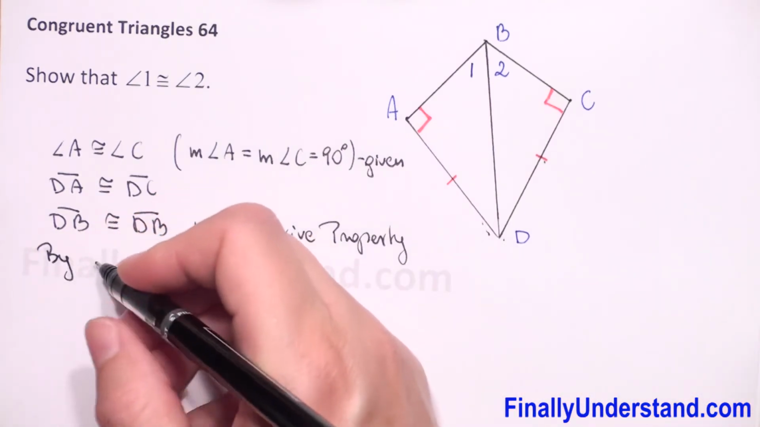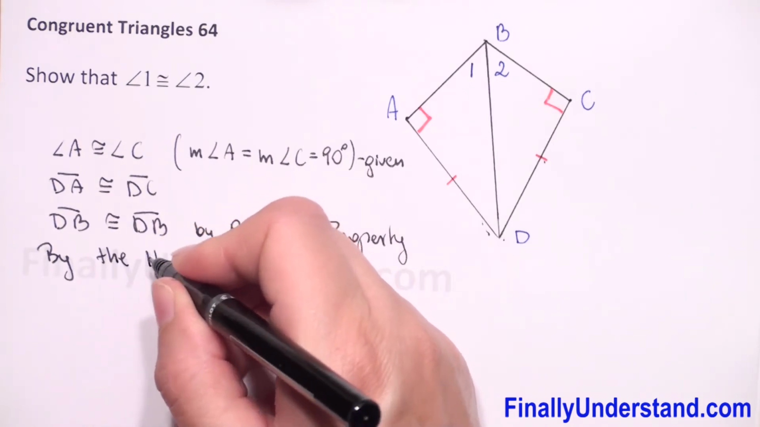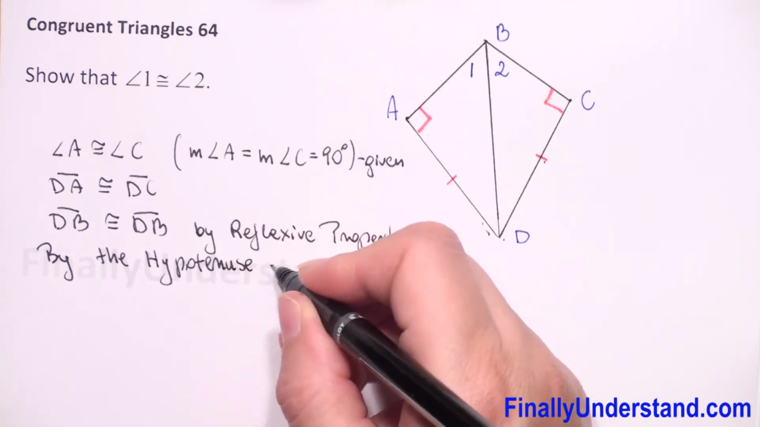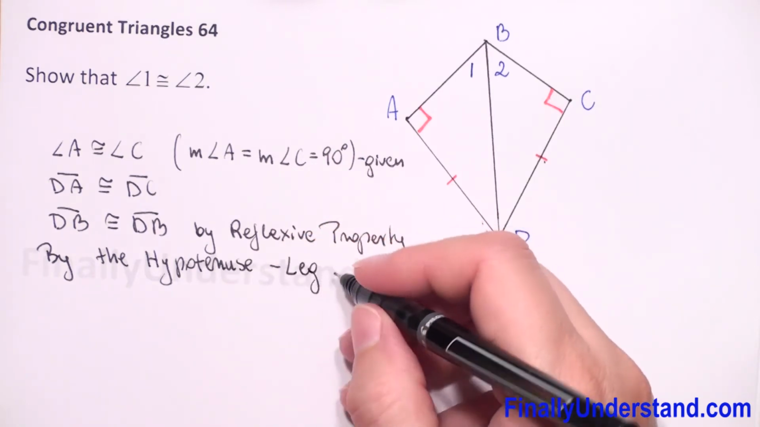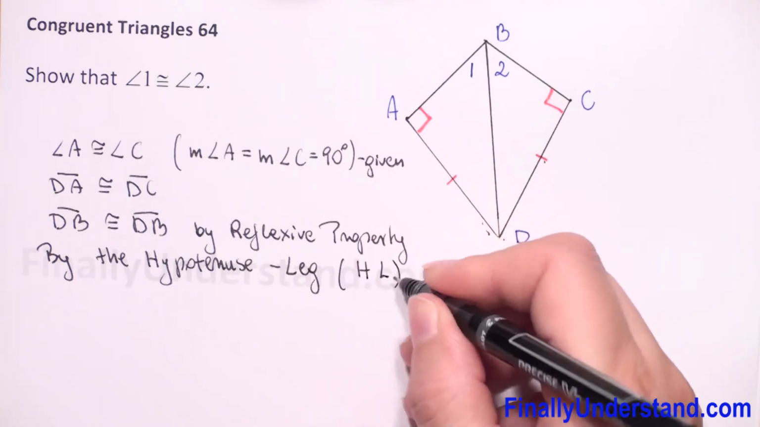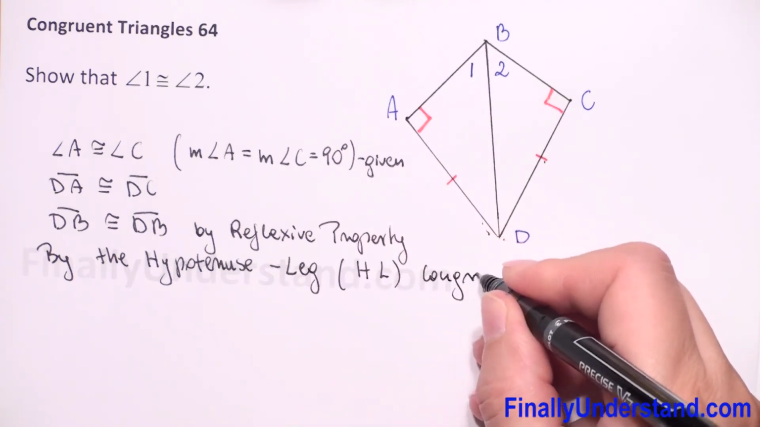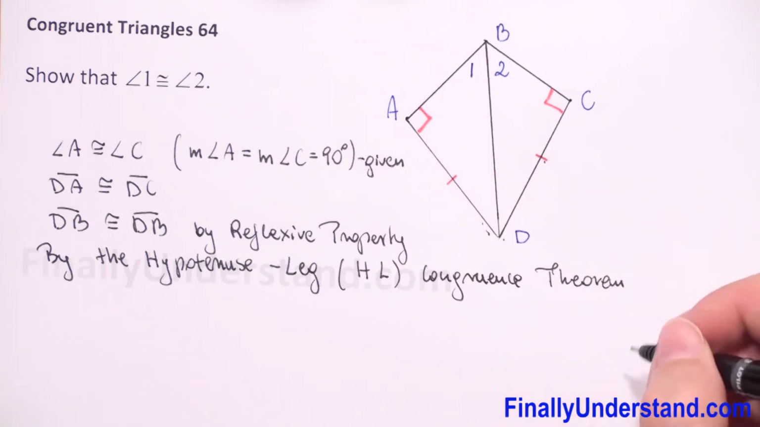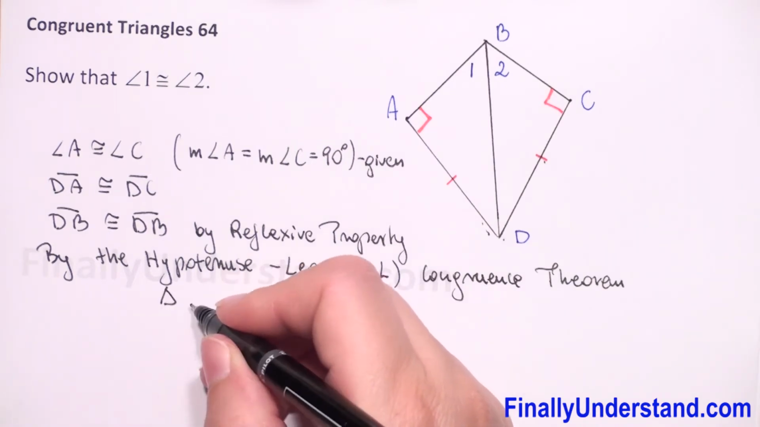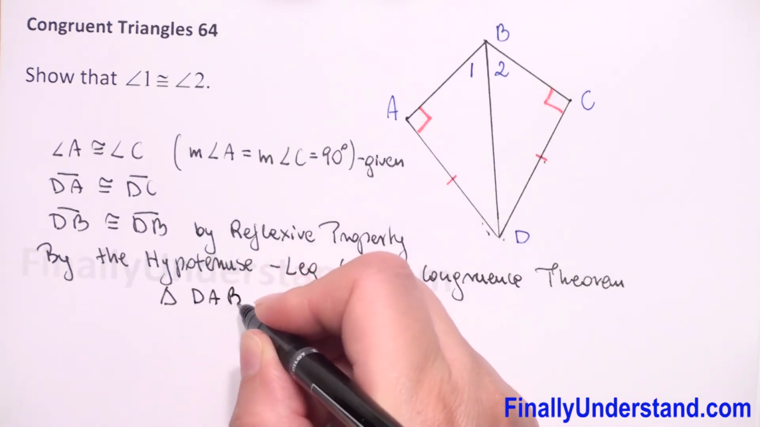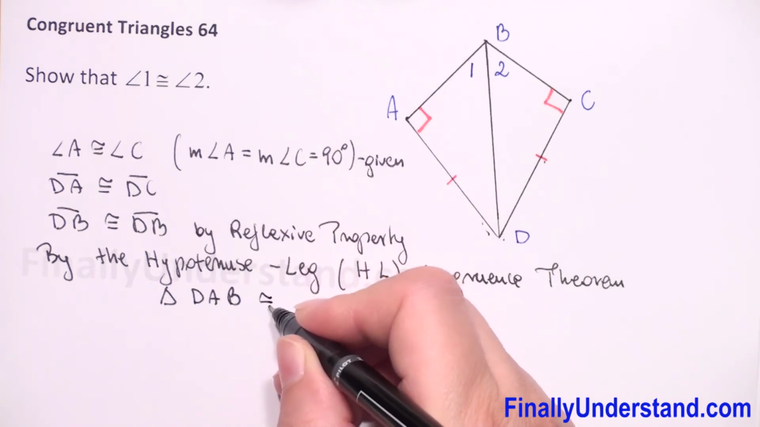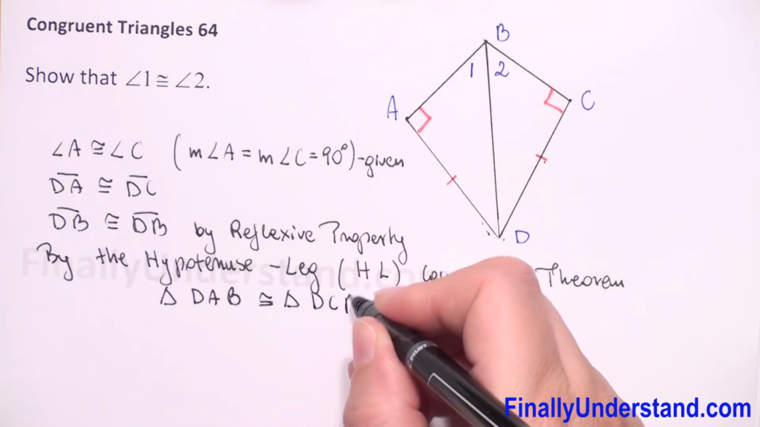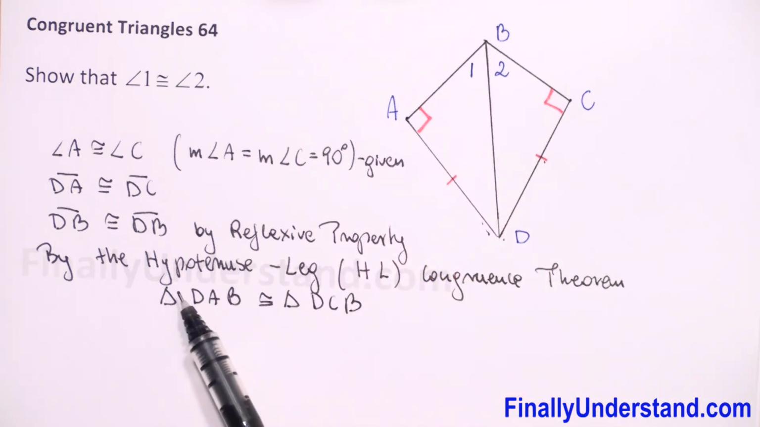The hypotenuse leg congruence theorem. So our triangles: triangle DAB is congruent to triangle DCB. Let me remind you of this theorem.